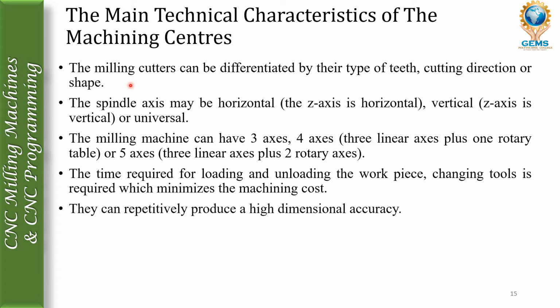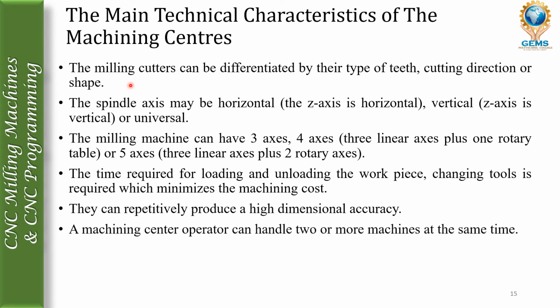And they can repeatedly produce high dimensional accuracy. Once you load or feed the program into the machine, it can repeatedly produce a number of products with high dimensional accuracy. And a machining center operator can handle 2 or more machines at the same time. For example, in an industry with 3, 4, 5 machining centers, one person can handle 2 to 3. With the same program, he can feed it into the system and run 2 or more machines at the same time.